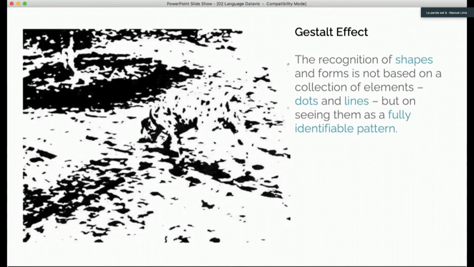This means that the recognition of shapes and forms in our brain is not just, we don't see a collection of elements like dots and lines. We actually see them as a fully identifiable pattern, which is called the Gestalt effect, right? And this is why, for the most part, most humans will look at this image and see a Dalmatian dog in the foreground. But still, many machines today would not be able to clearly read that or understand such a concept.